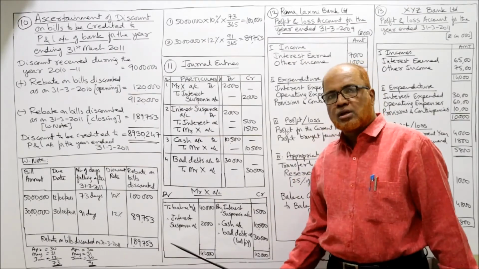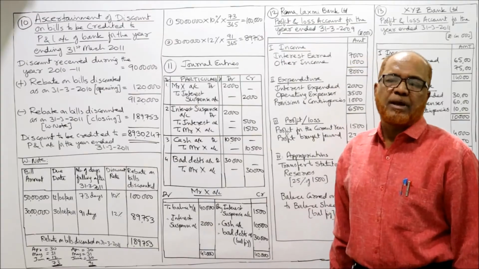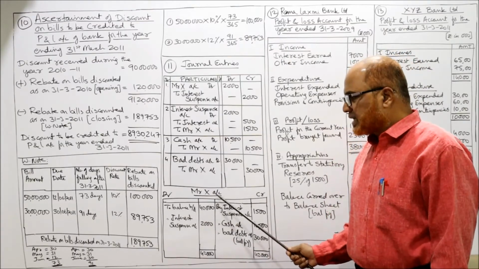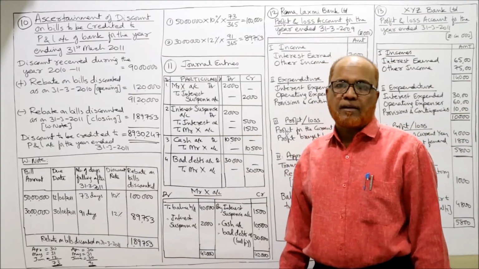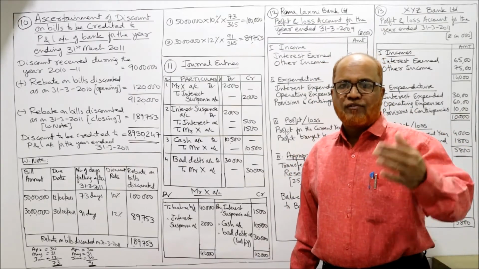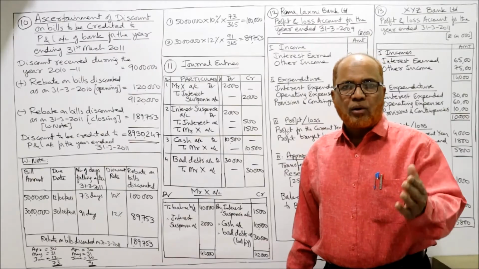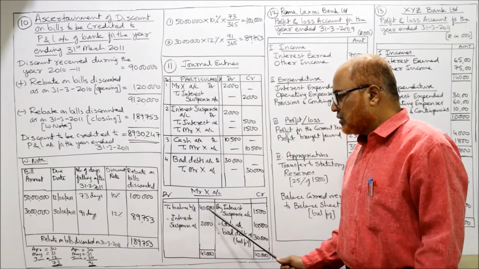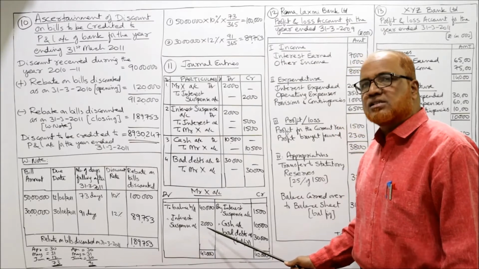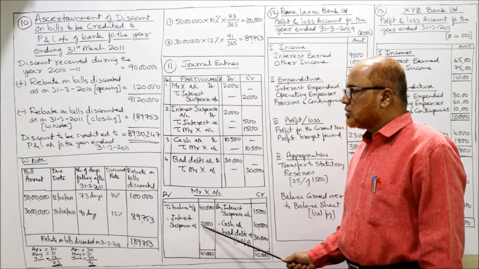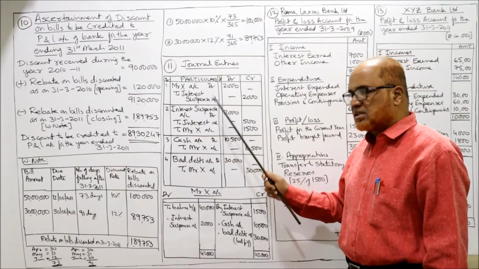How much? 30,000. How we got 30,000? By preparing the account. Mr. X account. To balance brought down 40,000, because he is a debtor. From bank point of view, Mr. X is a debtor. Amount to be received from him 40,000. So to balance brought down 40,000. To interest suspense account, how much interest is receivable? 2,000. So 2,000 rupees interest is receivable.